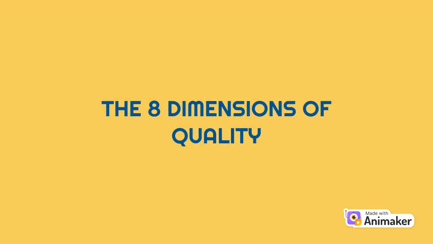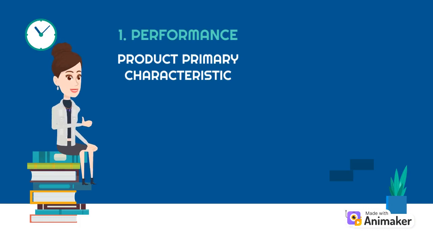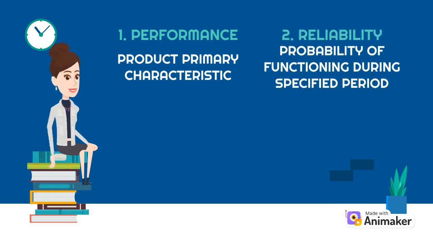There are 8 dimensions of quality, meaning that whenever we want to see whether the product or the service has quality, we will see through these 8 dimensions. The first dimension of quality is performance of the product. Performance is a product's primary characteristic. For example, when we buy a TV, picture clarity is an important feature so that we can see the picture clearly on the TV. The second one is reliability.